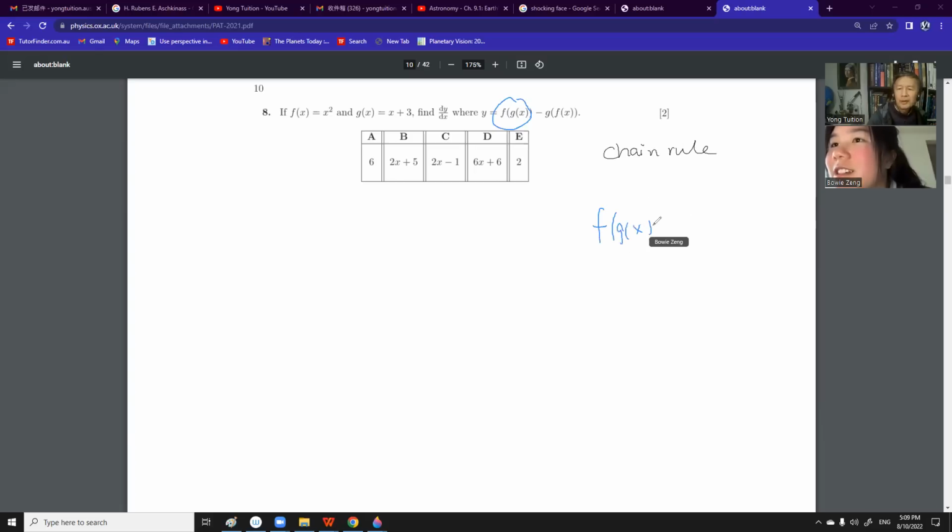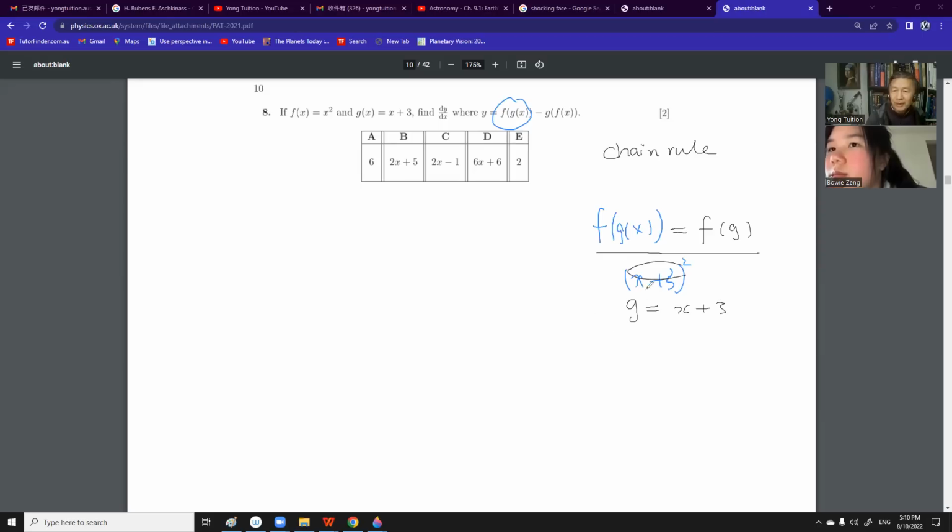So if you have this function, you can simply write this as f of g. I'm just reminding you what the chain rule is, okay? If this is the case, g is a function of x plus 3. You are right, you are quicker than me. Yes, that's right.